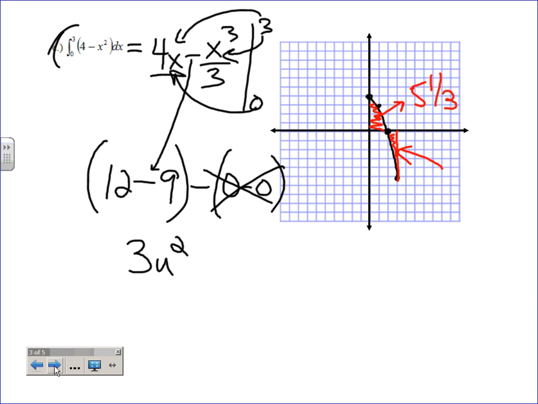But this question's not asking for area. It's asking for indefinite integral. So you go ahead and let it do it. This one right here is negative 2 1/3. So does the answer come out to be 3? It does for this problem.